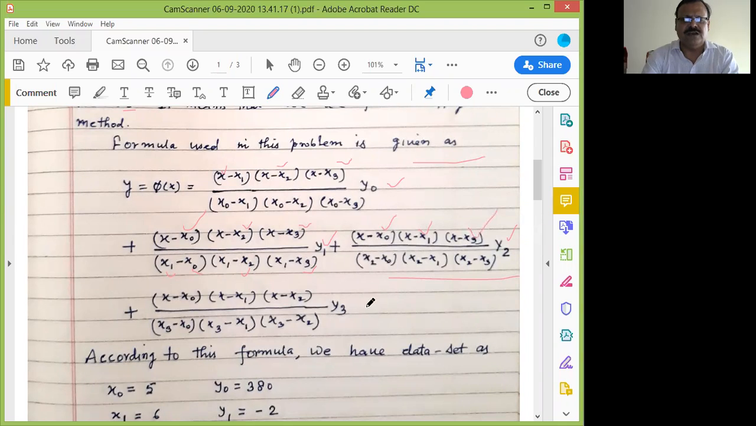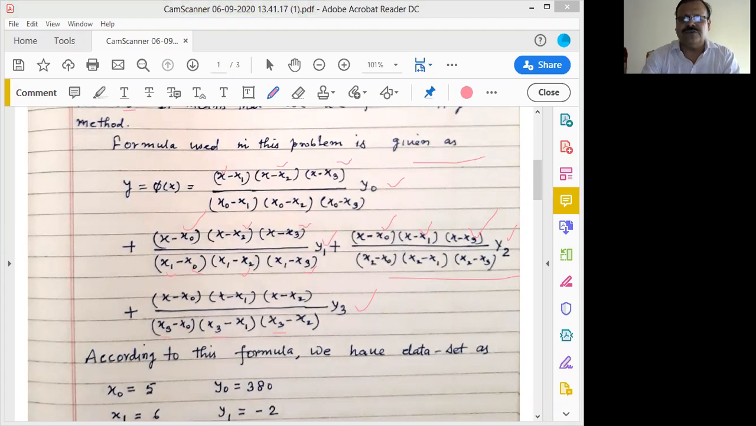Similarly, the y3 means x3 is in the denominator: x3 minus x naught, x3 minus x1, x3 minus x2. Then x3 is overlooked in the numerator: x minus x naught, x minus x1, x minus x2. So this is the formula. How can we remember the formula? It is a rhythmic way to remember the formula, so that we cannot forget it at the time of examination or test.